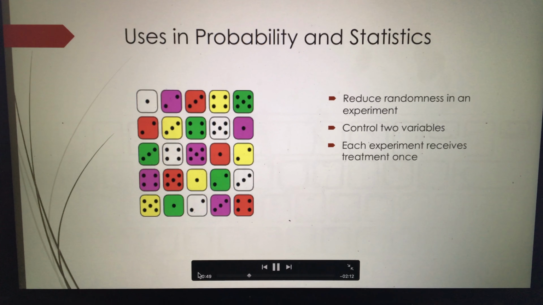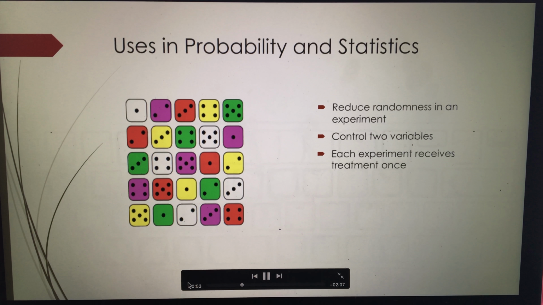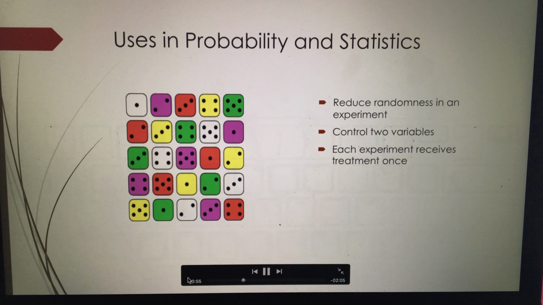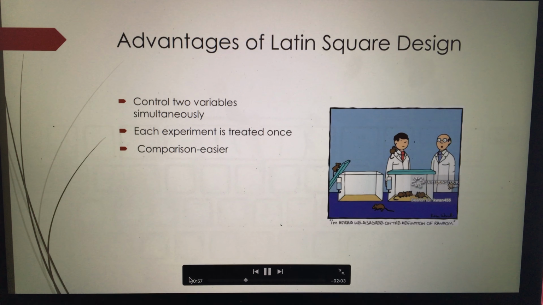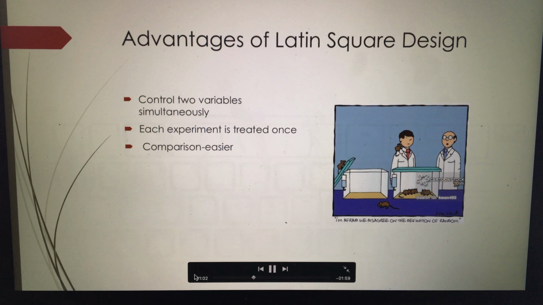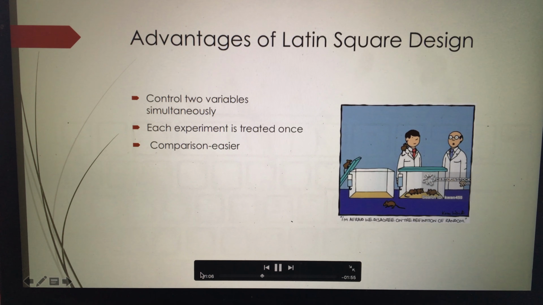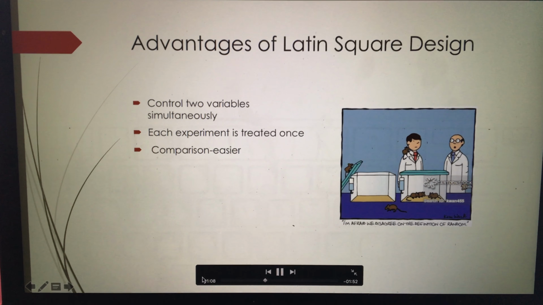Each experiment receives one treatment. For example, if there are n types of treatments, the experiment will last n number of periods. The advantages of Latin square designs is that a researcher is allowed to control two variables at the same time, and each experiment will receive treatment once, as I have said prior to this.